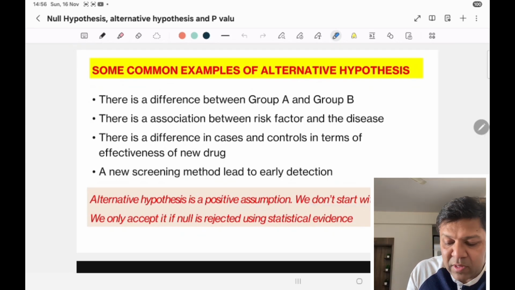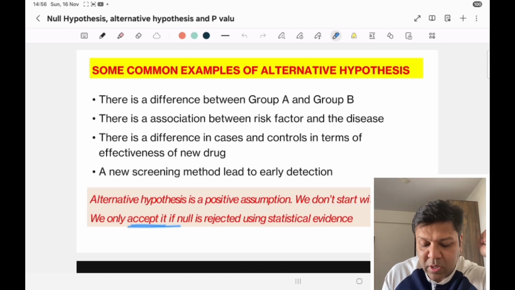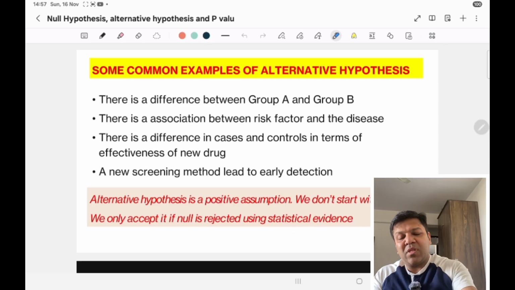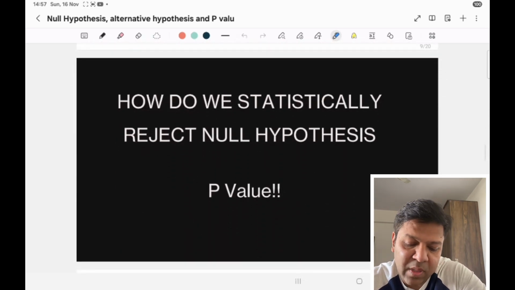We don't start with it. We start with null hypothesis. And we only accept alternative hypothesis by rejecting null hypothesis using statistical evidence. So rejecting the null hypothesis and accepting the alternative hypothesis, that is a positive assumption.